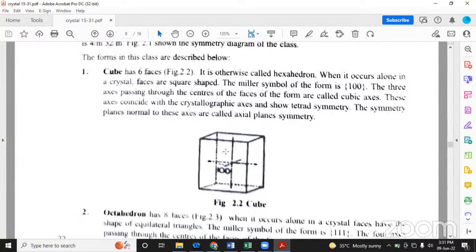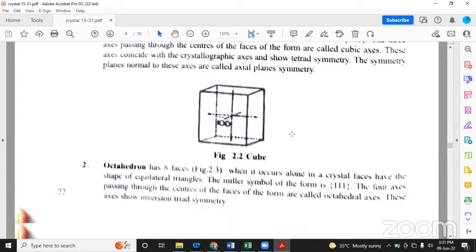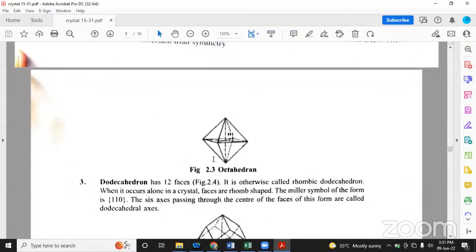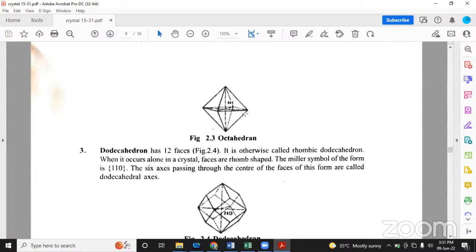This is the center of symmetry of the cube we discussed. Number of faces 6, symbol 100. Come to the octahedron. This is the octahedron image. Number of faces 8. The octahedron is like a rhombus. The octahedron has 8 faces, and its Miller symbol is 1, 1, 1.